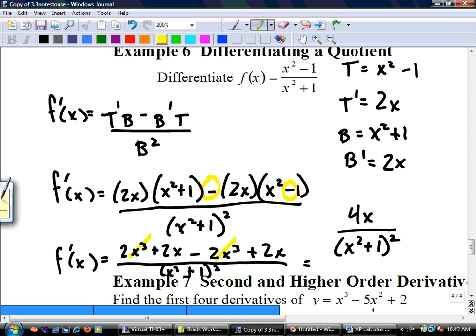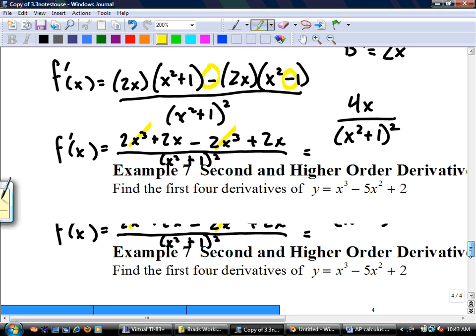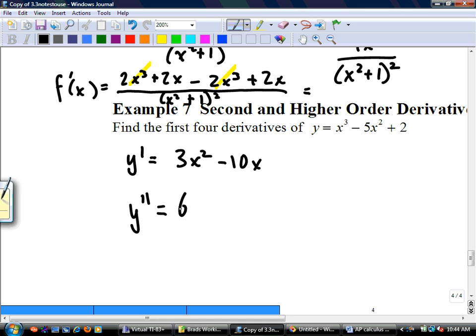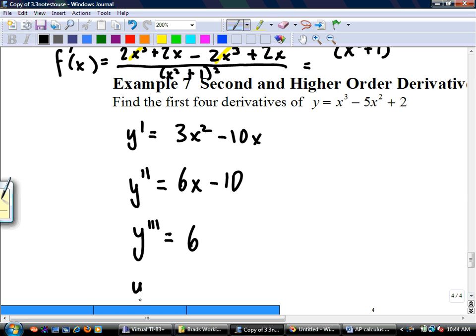Okay. Second and higher order derivatives. So this is what we were talking about. Find the first four derivatives of those. So y prime, tell me what y prime is. 3x squared minus 10x. Okay, what's y double prime? What's y triple prime? 6. What's y quadruple prime?